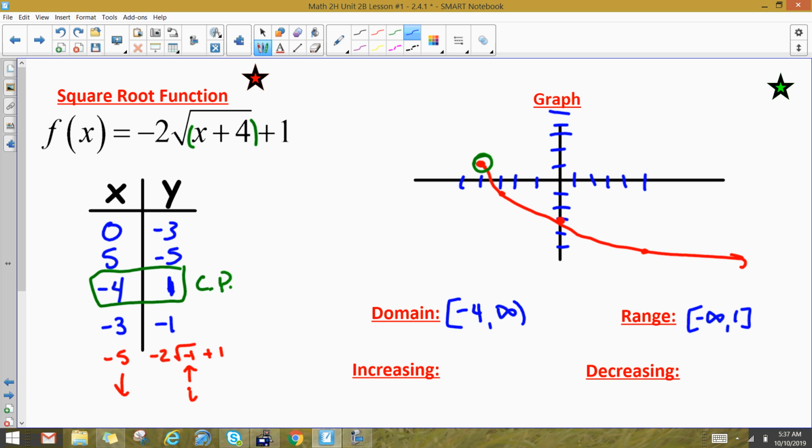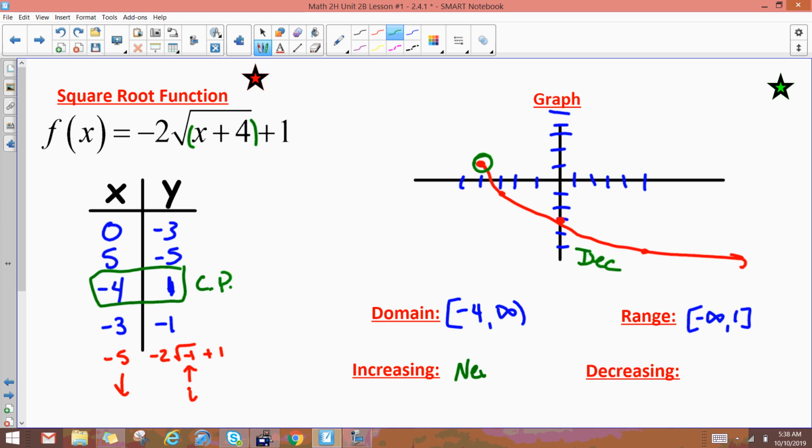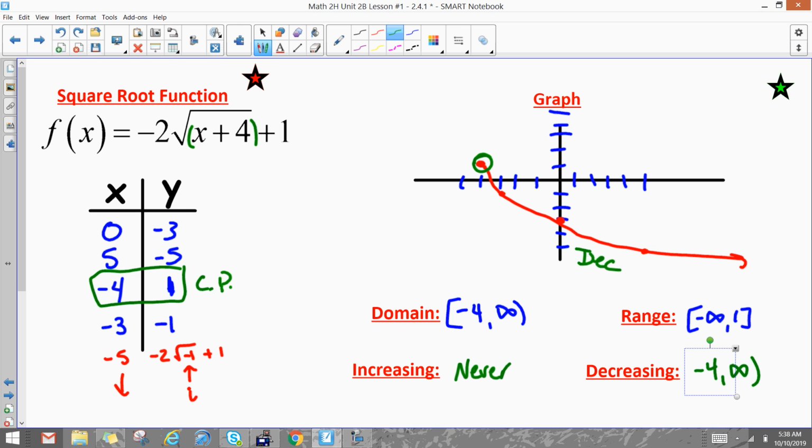The last example we did was always increasing, but if we look at this one, our y values keep going down, down, down, so we are always decreasing for this one. We actually will never have the y values go back up, so we have never for increasing, or NA, and in decreasing, well, when do we start? Again, we write our x values. We start at negative 4, and then we never stop going to the right, and again, we always use parentheses there.